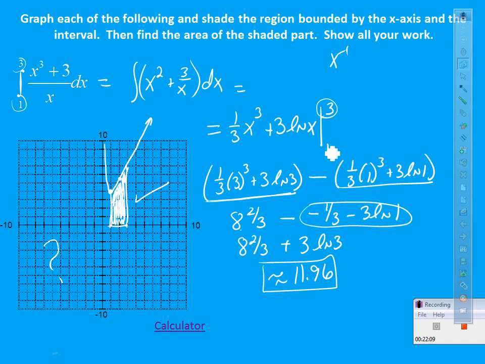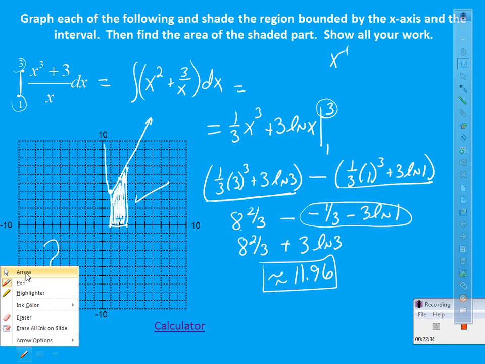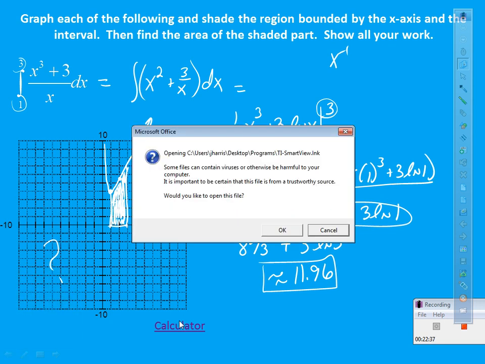Hey, I'm going to show you one more thing real fast. I think you'll like this part, and you'll say, oh, that's why Mr. Harris is having me show those two numbers. I'm going to go ahead and launch my TI calculator real fast, I hope. Let me get my arrow and click calculator.